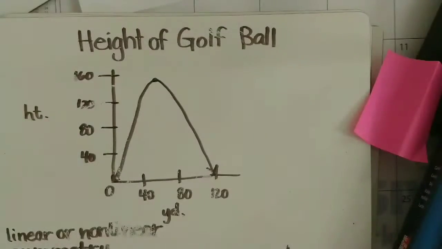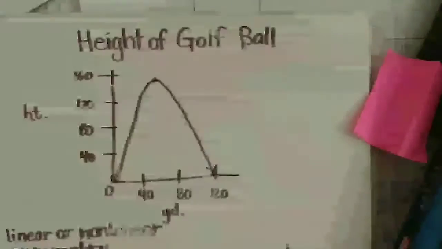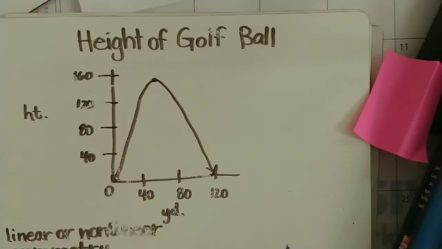Now let's turn the page and look at example 1 in your notes. Height of a golf ball. You should have a graph similar to what I have here. I apologize that things got blurry there, but I think we can do this. So first of all, we need to identify the function as linear or nonlinear.